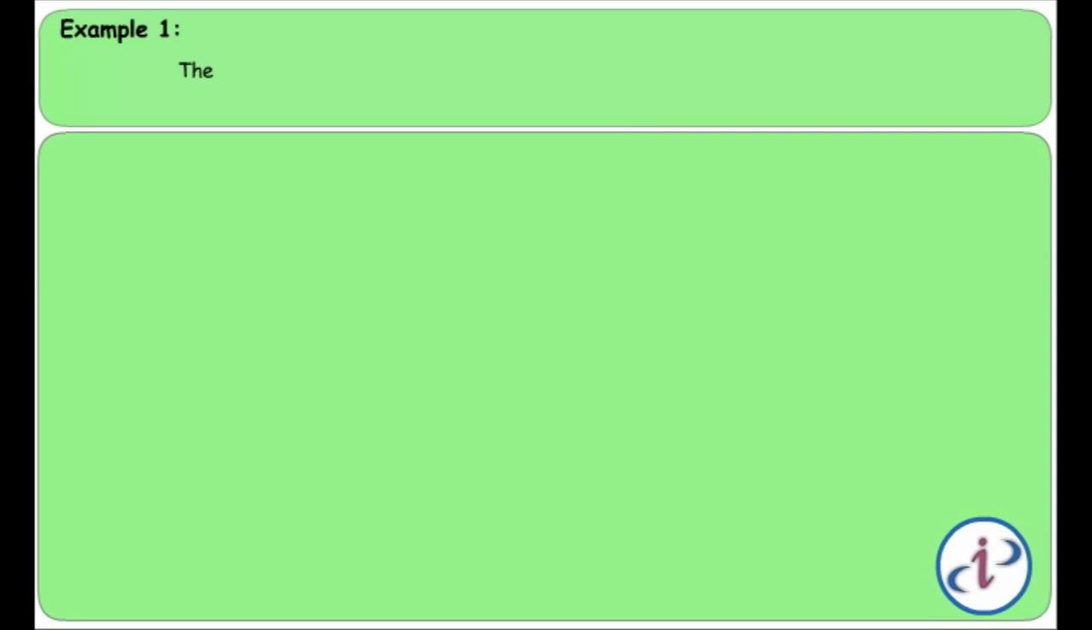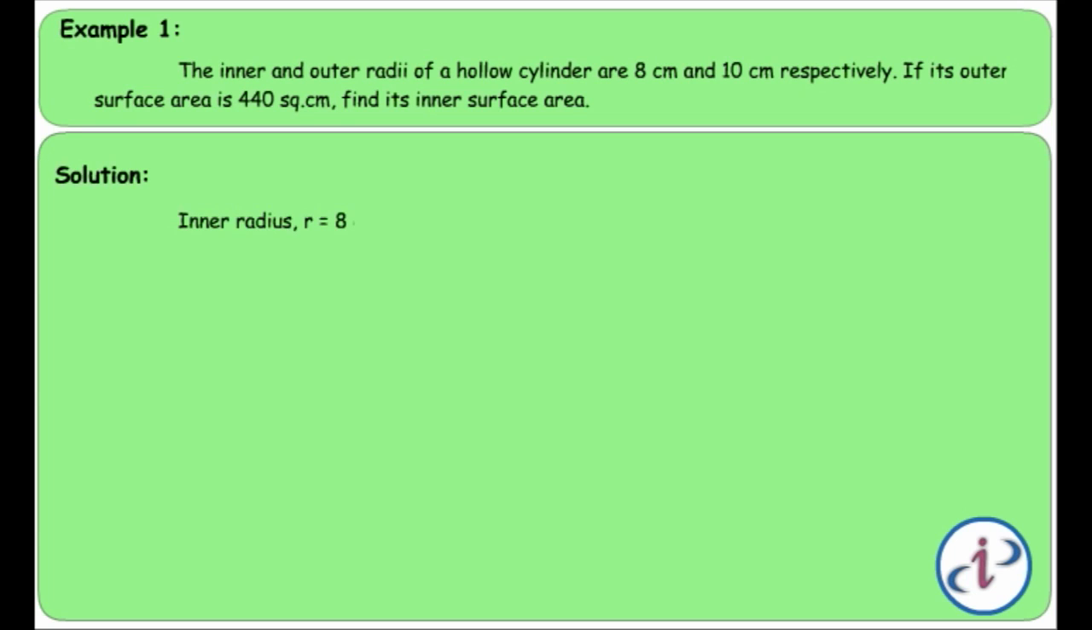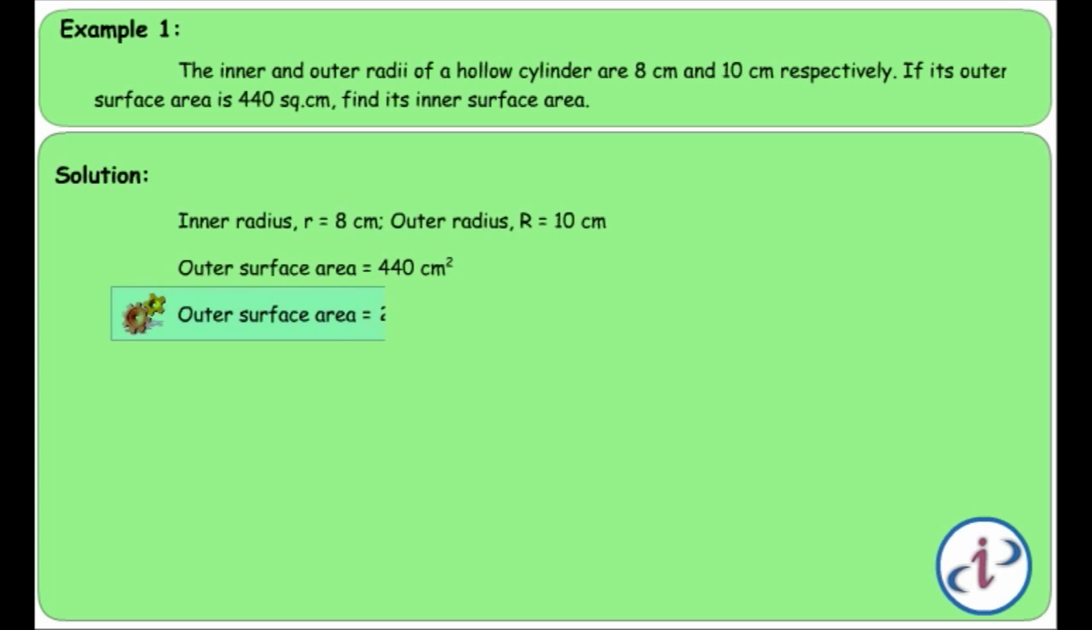Example: the inner and outer radii of a hollow cylinder are 8 centimeters and 10 centimeters respectively. If its outer surface area is 440 square centimeters, find its inner surface area. Solution: given that inner radius is equal to 8 centimeters, outer radius is equal to 10 centimeters, and outer surface area is equal to 440 square centimeters. We know that outer surface area is equal to 2 pi R h, that is equal to 440 square centimeter.